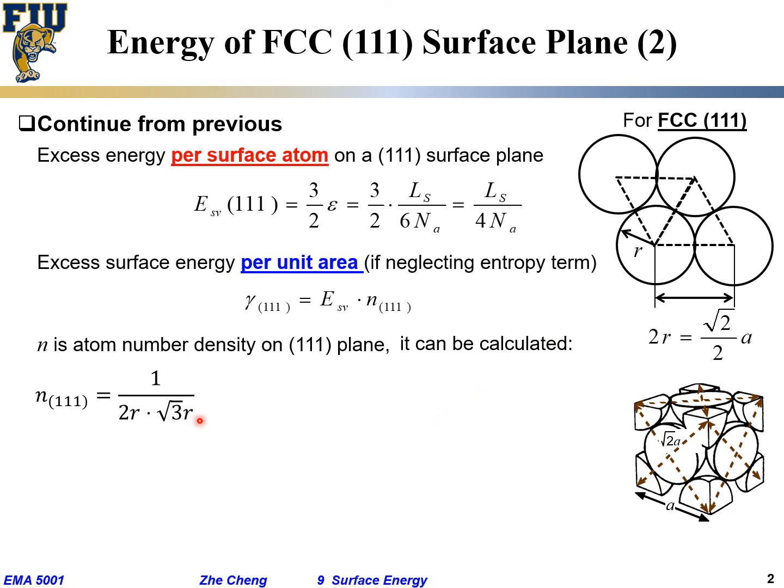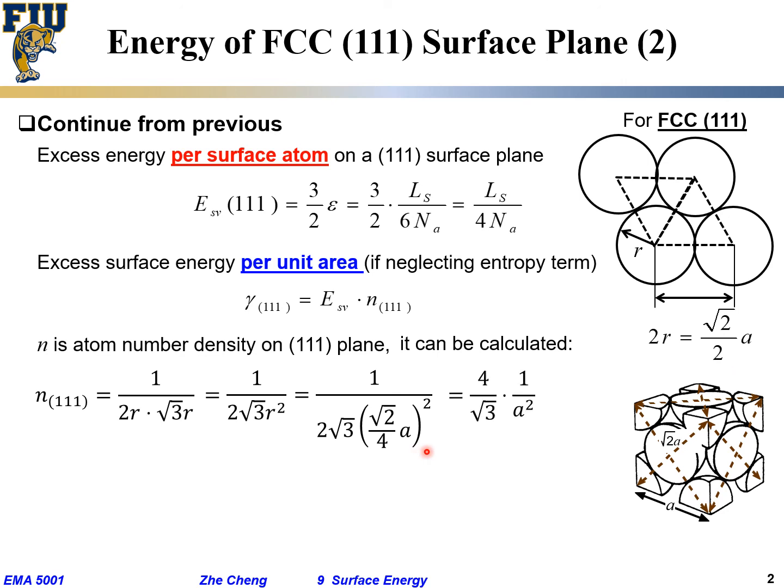Make sense? Of course, mathematically we can combine these, and with the relationship between radius and lattice parameter, we can rewrite the equations. Then we can simplify: the square root of 3 stays down here, a squared stays down here, and we have 4 at the top. This relationship gives us the so-called area density, the number area density. It has a unit of number per square meter.